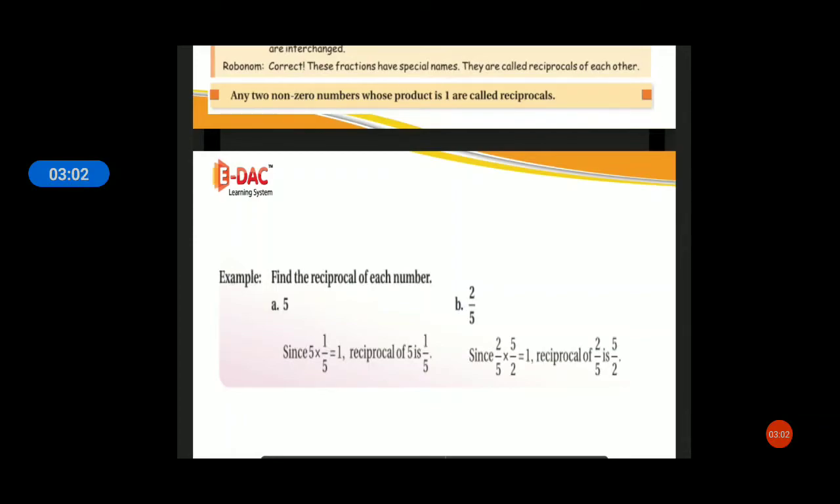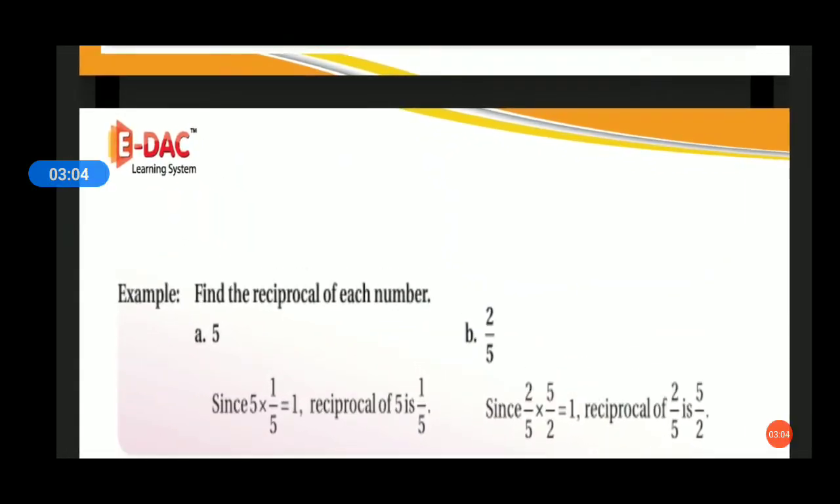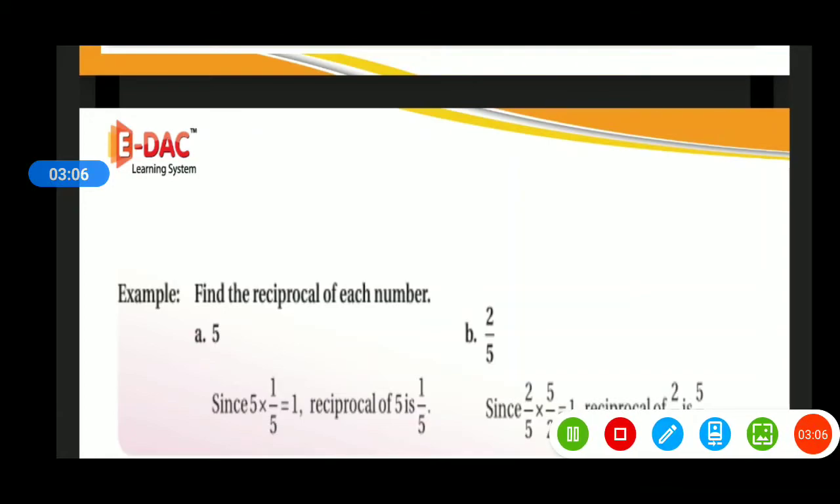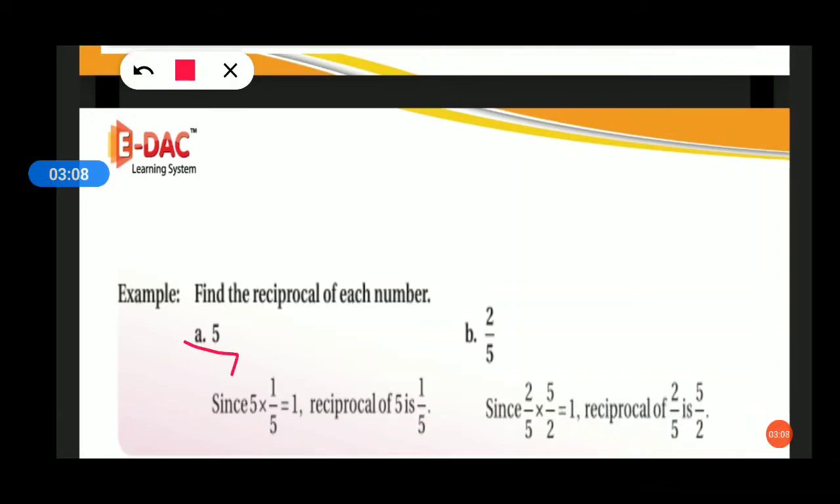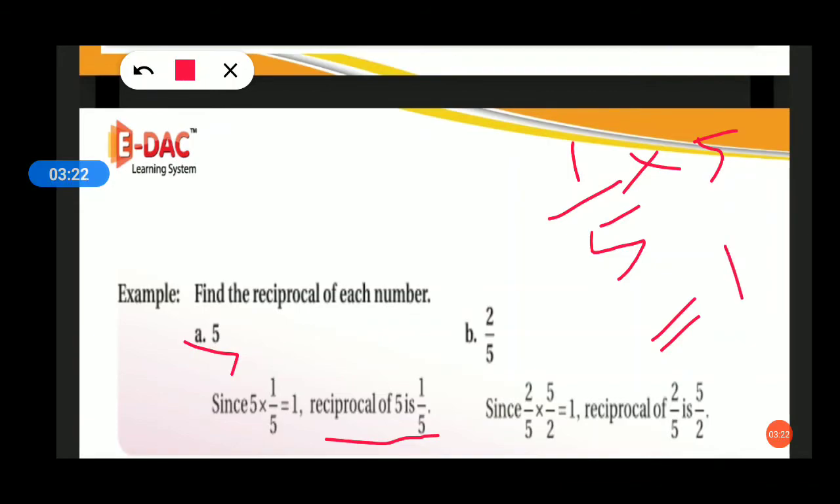Find the reciprocal of each number. See here, they are asking the reciprocal of 5. The first question, reciprocal of 5. Reciprocal of 5 is nothing but 1 by 5. Understood, students? If you multiply this 1 by 5 into 5, the product will be 1. That is nothing but a reciprocal. I have already said the definition, right? Any two non-zero numbers, if multiplied, the product will be 1.